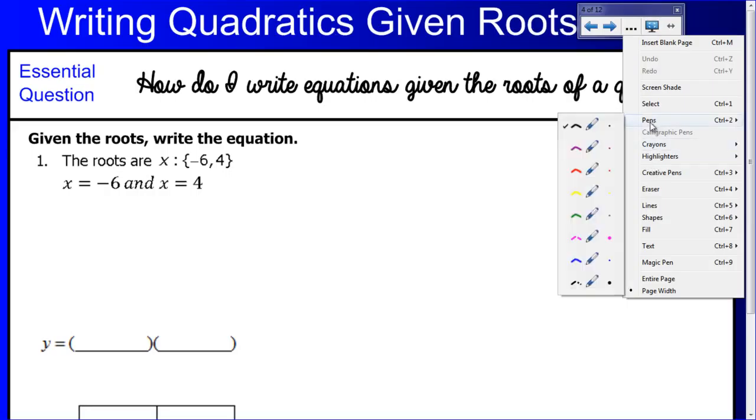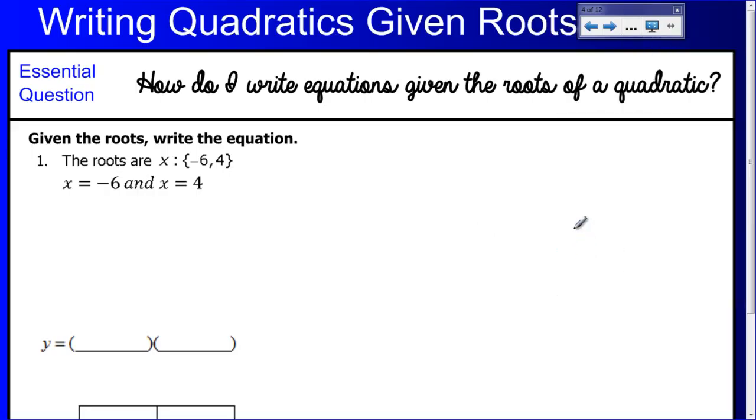All we're going to do right now is just the opposite of what we did in class. What we did in class today was we factored a quadratic, then found the roots. Now I'm going to give you the roots. We're going to go backwards and come up with a quadratic. So it's just the opposite of what we did.